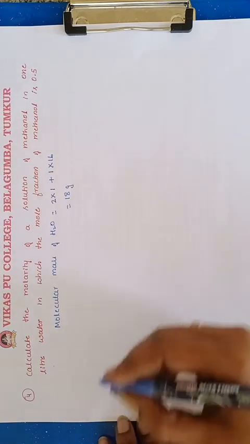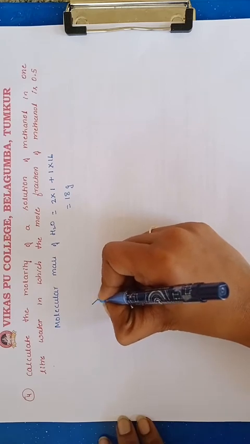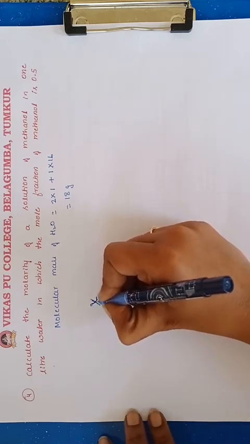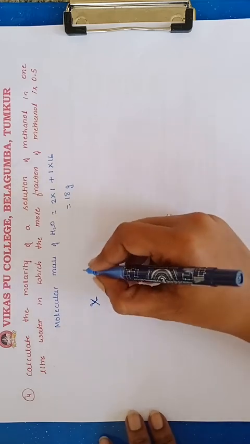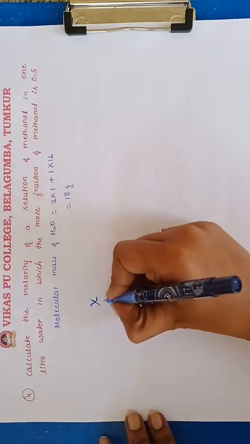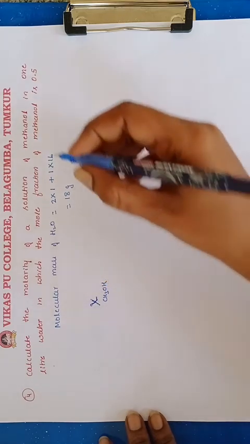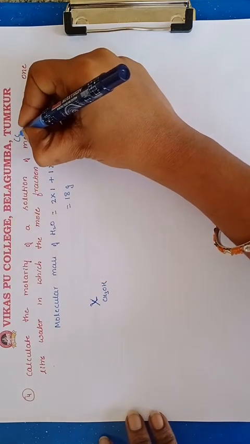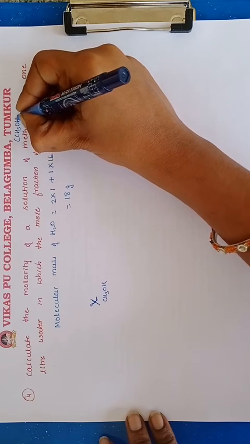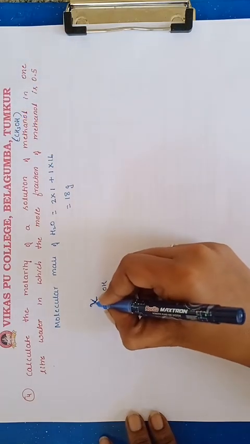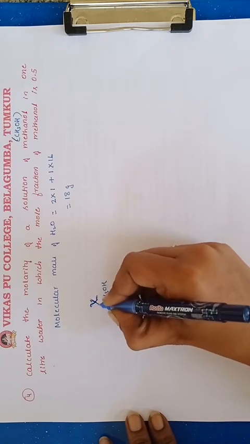Then we take chi. It can be mole fraction. We are going to represent it by chi. Mole fraction of methanol, CH3OH, is nothing but methanol. CH3OH is the molecular formula of methanol. This symbol indicates the mole fraction.